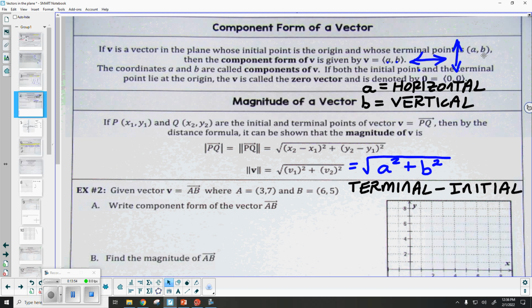Okay, well, let's go back into geometry a little bit. If point P located at (x1, y1) and point Q located at (x2, y2) are the initial and terminal points of vector v, and see we also named it using the endpoints, PQ, then by the distance formula, it can be shown that the magnitude of v is this. How many people remember from good old geometry the distance formula? Okay, we don't remember the distance formula. Some do, some don't. Now, all of this is going to be relating back to right triangles. We're still going to be using right triangles, and you'll see how that plays out in just a second.